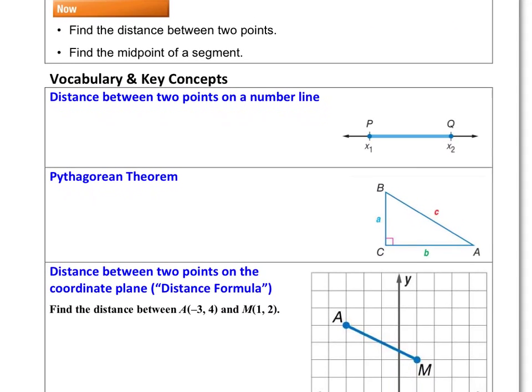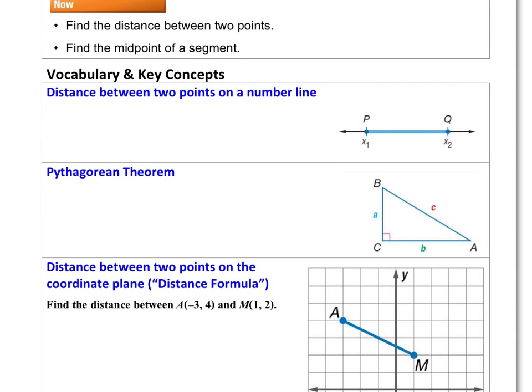So we're going to start out with some vocabulary. Distance between 2 points. I guess the first thing here is that when I say distance, I really mean length. So I'm going to use those words interchangeably, and length or distance in geometry, if we measured or calculated a length, it's always going to be positive. We'll never have a negative segment length.